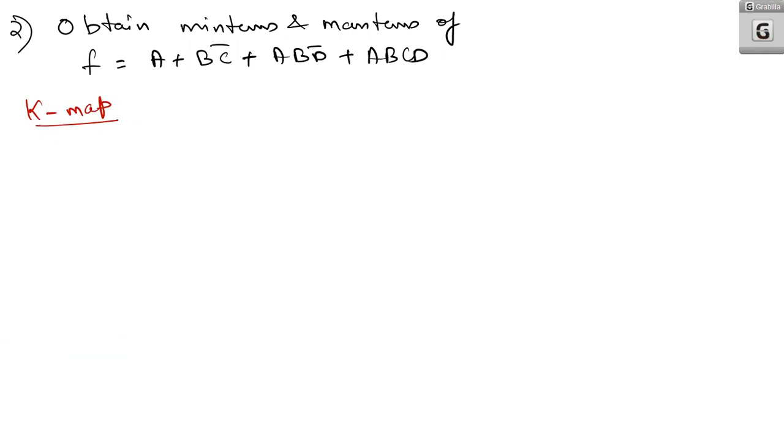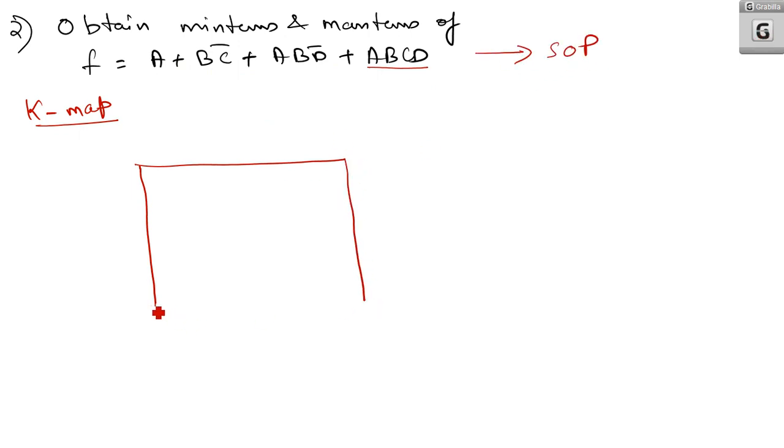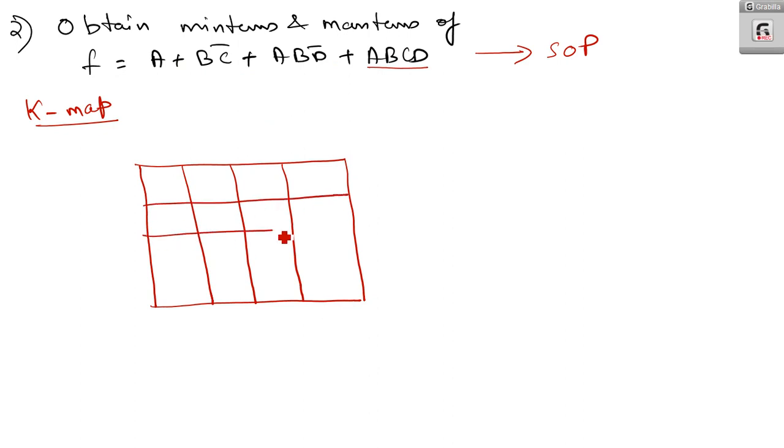Now see, before going with the K-map method, you should know how to mark this A or BC bar or ABD bar or ABCD. Since there are 4 variables, there will be a 4 variable K-map. And this expression is in SOP form. The given expression is in SOP form. So you should draw a 4 variable K-map.